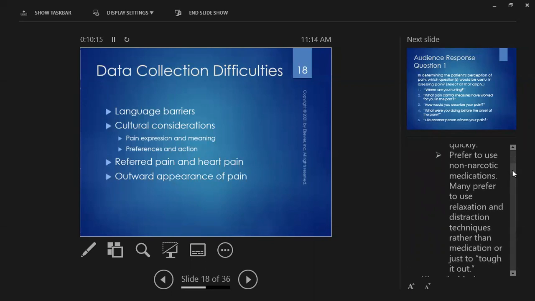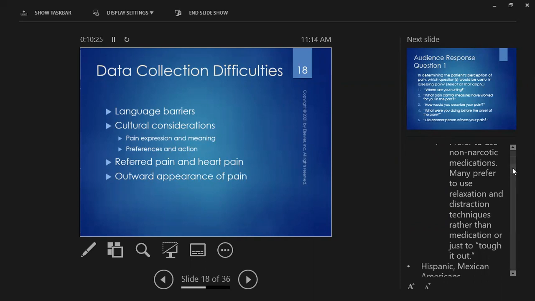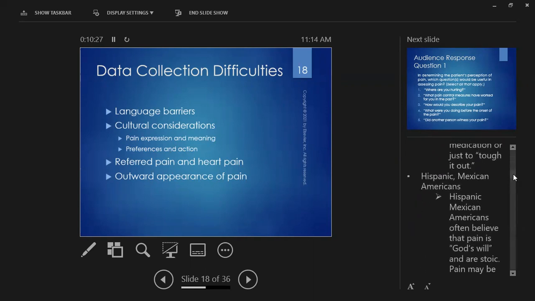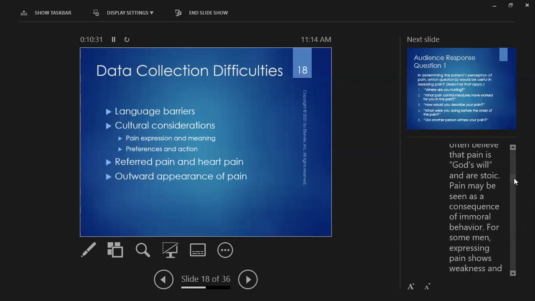Oftentimes, the Caucasian American or European patient prefers to use non-narcotic medications. They prefer to use relaxation or distraction techniques instead of medication, or just to tough it out. Hispanic or Mexican Americans: Hispanic Americans often believe that pain is God's will. Many are Catholic, and they believe that it's just a process of natural endurance, and they're very stoic. They don't let you know that they're in pain.